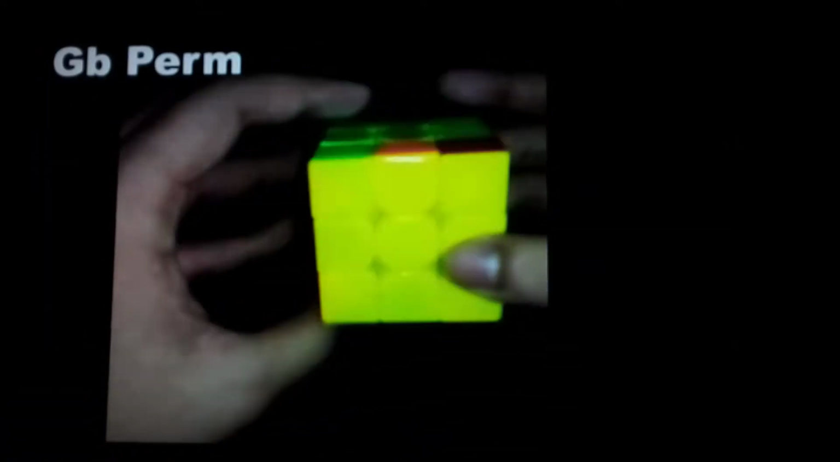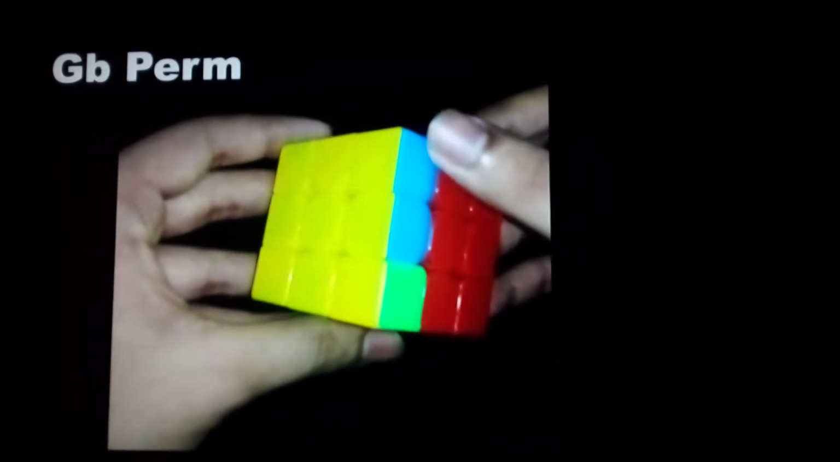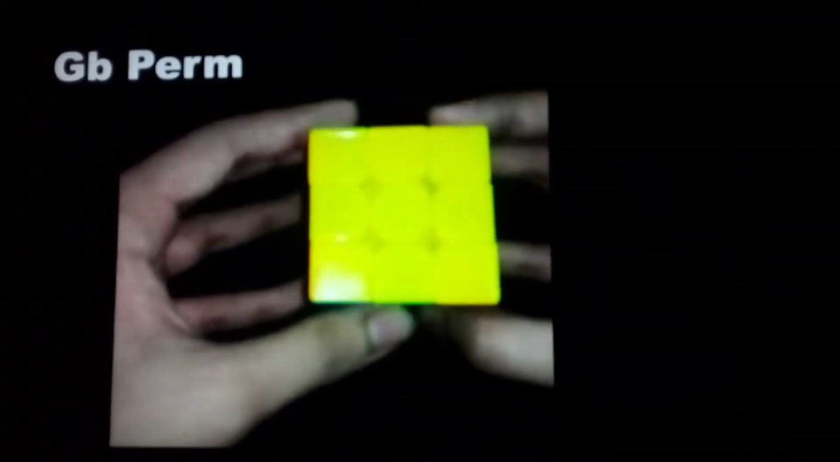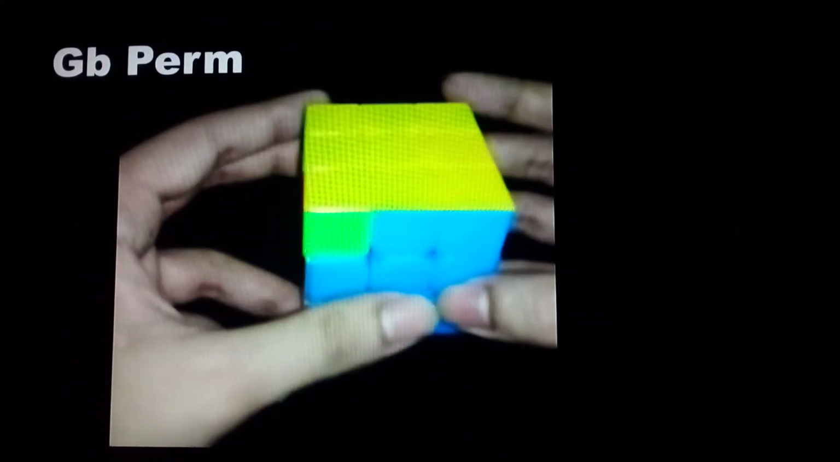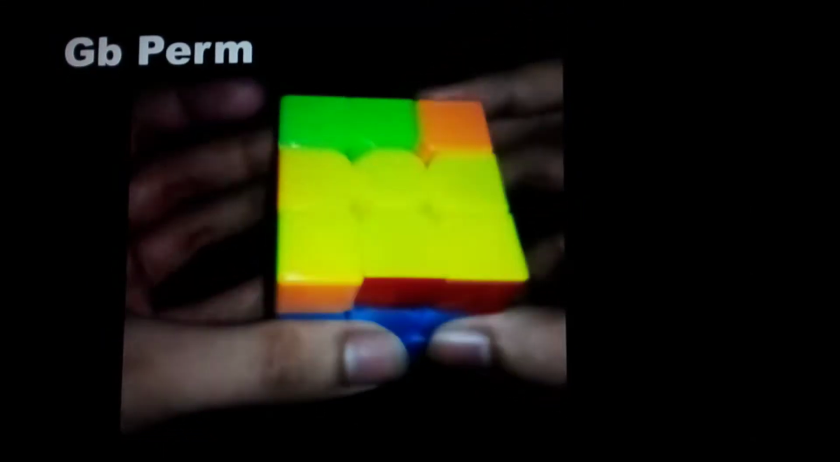Next, the GB perm. You can see there's a block here, headlights over here, and these are opposites. So it's the same concept. I will hold them like this, do an A perm, and the same U perm again. Now for the original alg, it was like this.